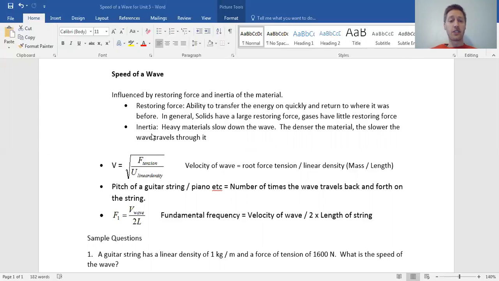Inertia is how heavy it is. So if it's a really heavy material, it slows the wave down, which is to say that in corn syrup, a wave would travel slower on the surface than it would in water. Or mercury, which is really dense, waves would travel really slowly.